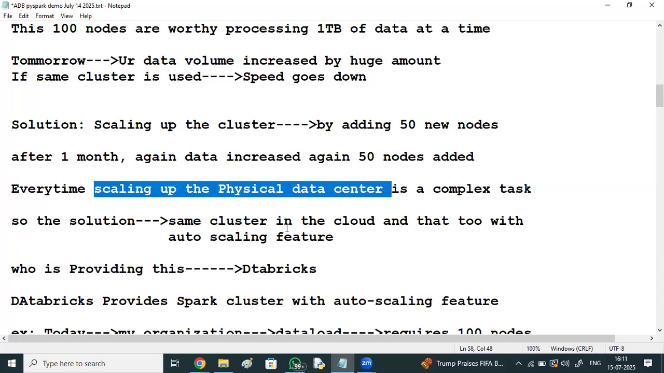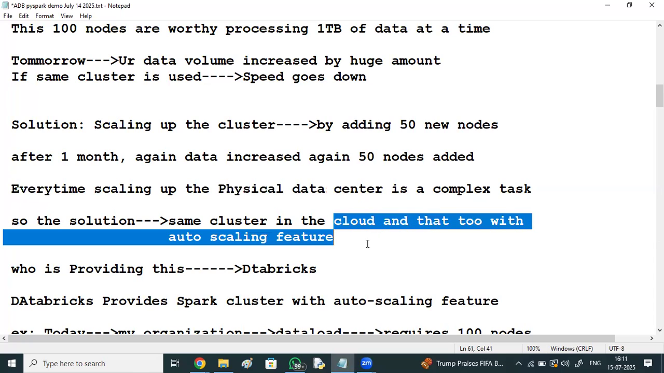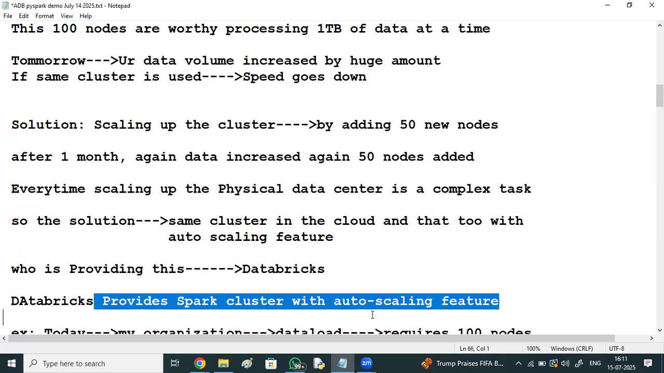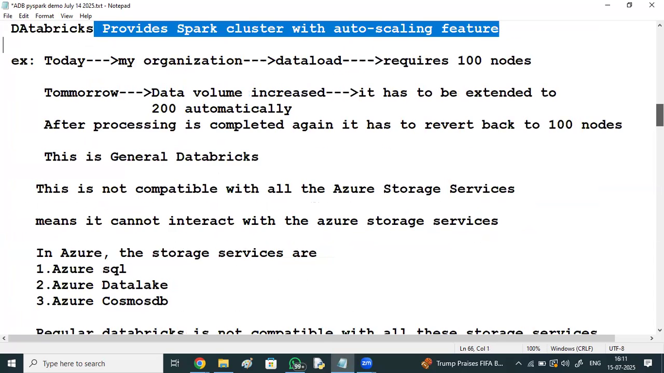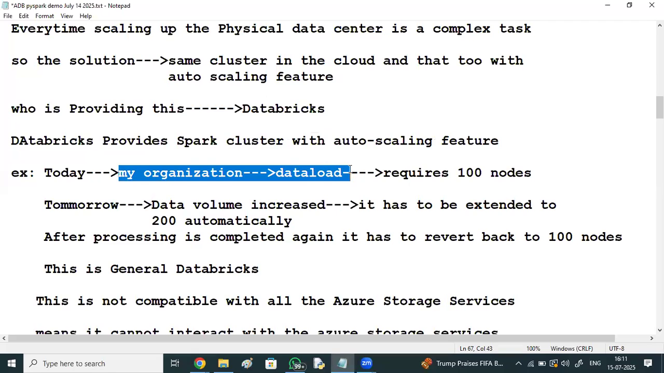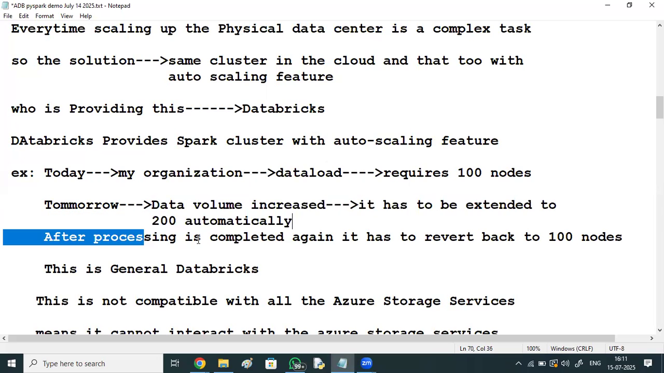So the solution is the same cluster in the cloud, and that too with an auto scaling feature. Who is providing this? Databricks. Databricks provides a Spark cluster with auto scaling feature. Today my organization's data load requires 100 nodes. Tomorrow the data volume increases, and it has to be extended to 200 automatically. After processing is completed, it has to revert back to 100 nodes.